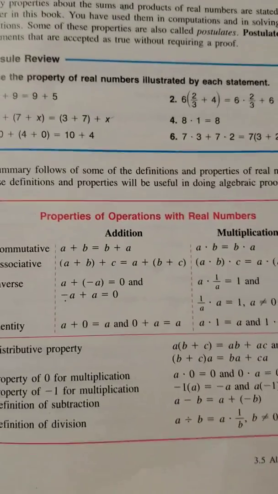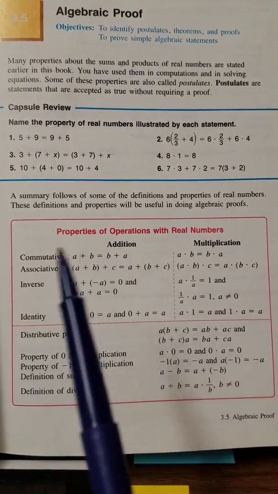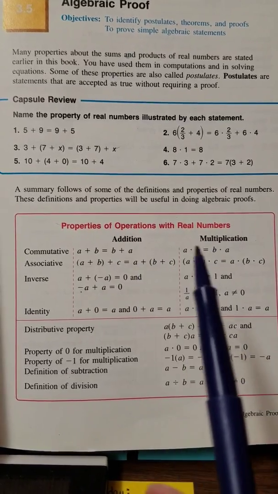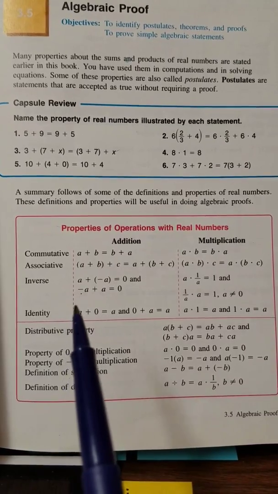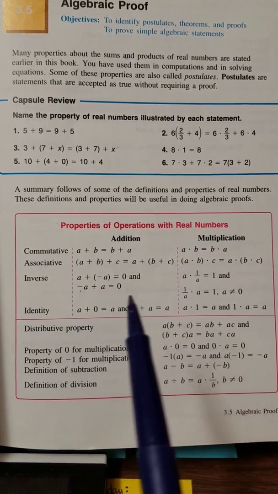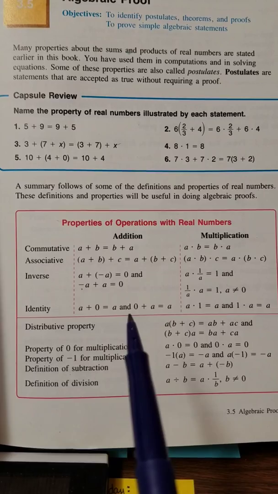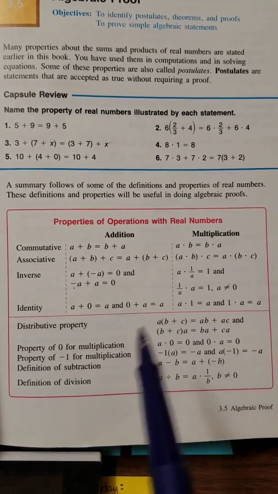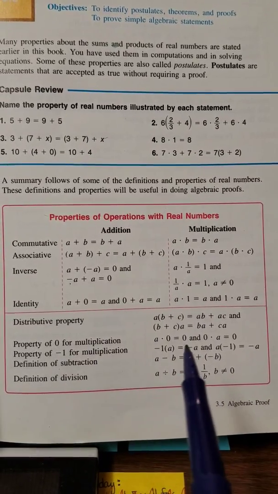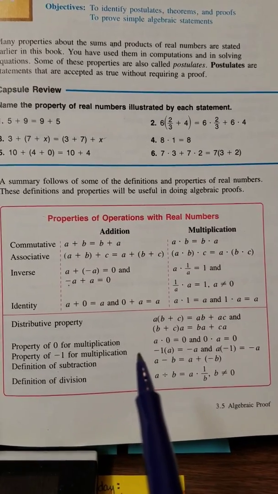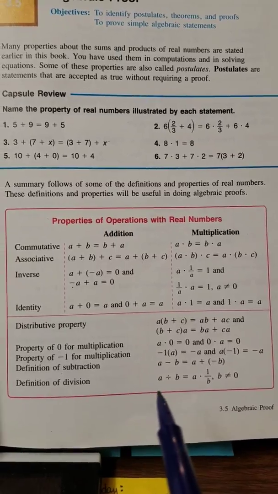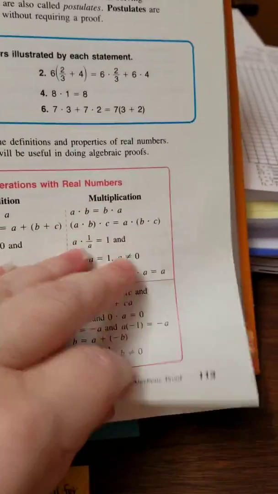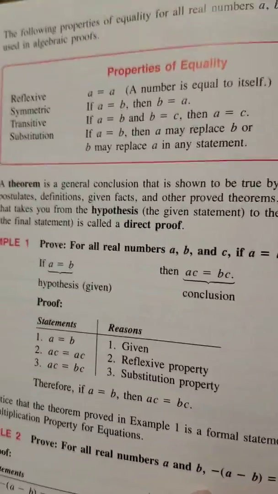So, when you look down here, they broke down commutative property of addition and multiplication, associative property of addition and multiplication, inverse property of addition and multiplication, identity property of addition and multiplication. Then they have the distributive property, the property for multiplication of 0, property for -1 with multiplication, definition of subtraction, definition of division. Turn the page. Yes, there is more. Aren't you glad I'm not making you write all these down? Because I could. Just saying.